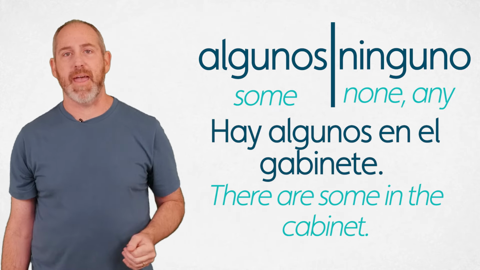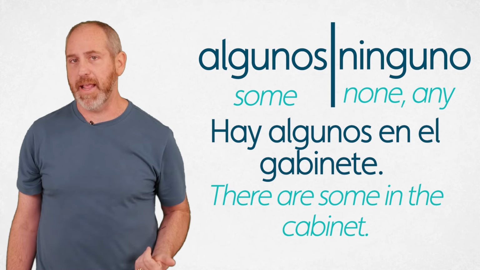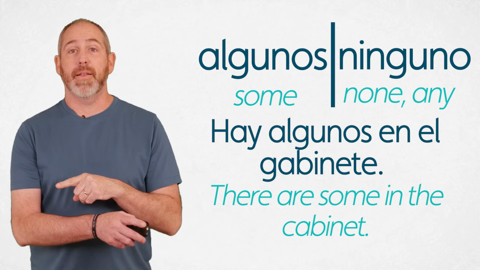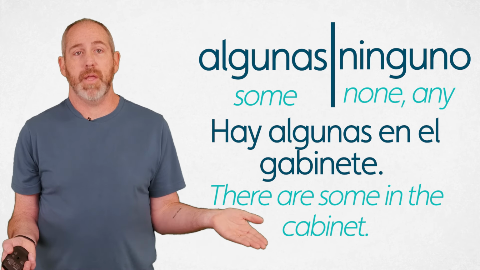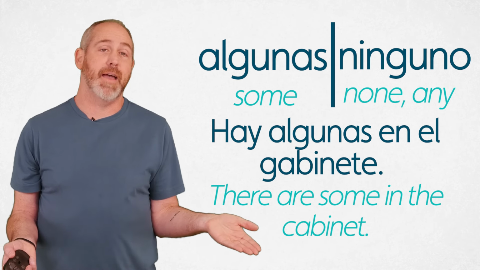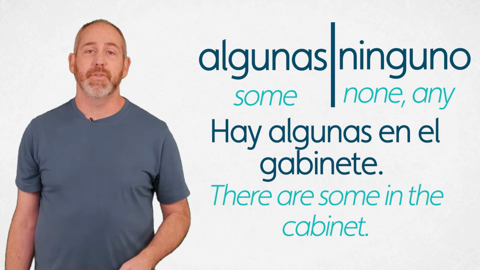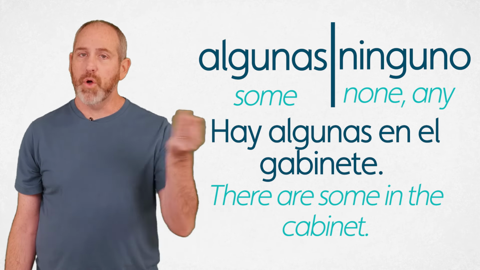There are some in the cabinet. Okay, hay algunos en el gabinete. Flip that. I'm talking about something feminine now, plural. Same thing. Hay algunas en el gabinete. All right? So that's how the word alguno works.